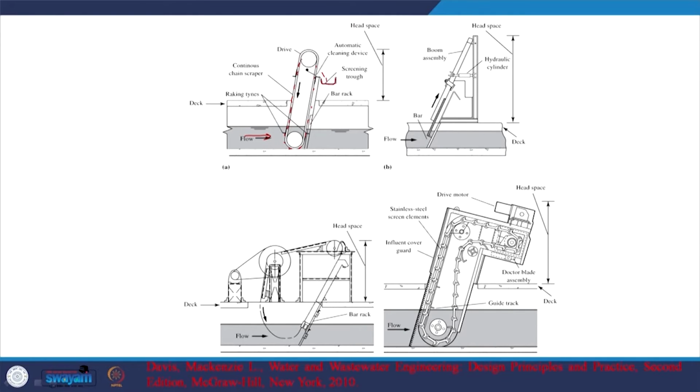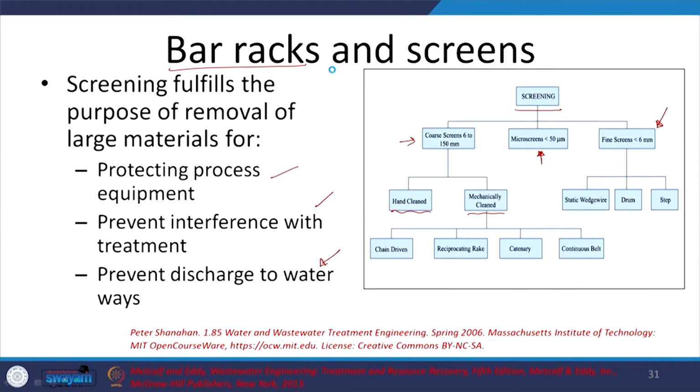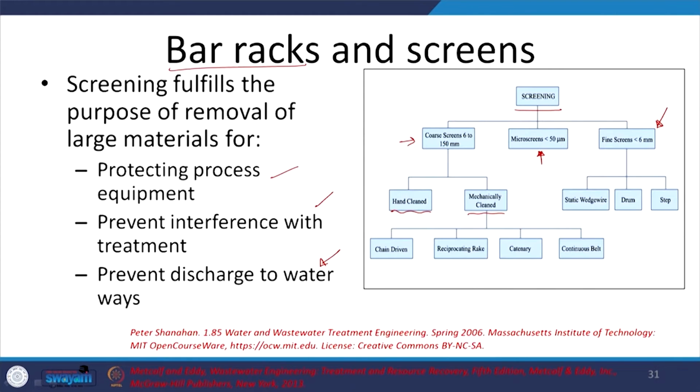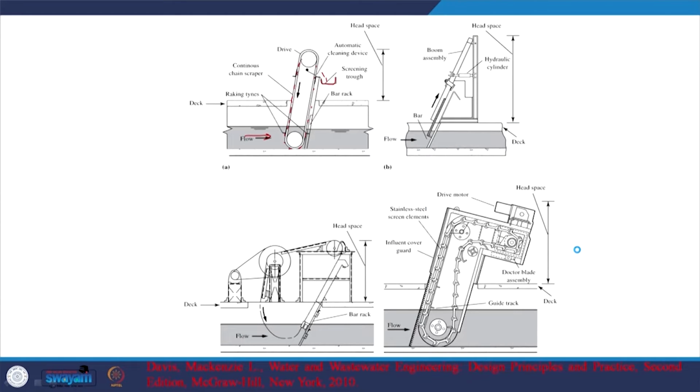And here is the collection trough where the relevant particles or material that is screened out is collected. And then we have this reciprocating rake, right, and that is what you have out here, and different such mechanisms. What do we have? Catenary and continuous belt, right, that is what we have out here, general operation.